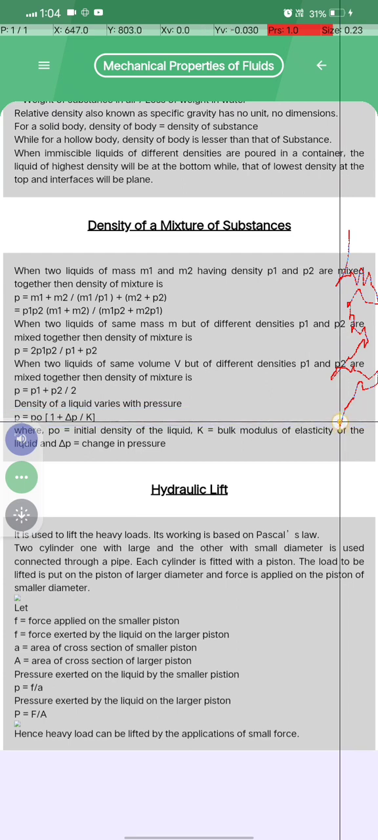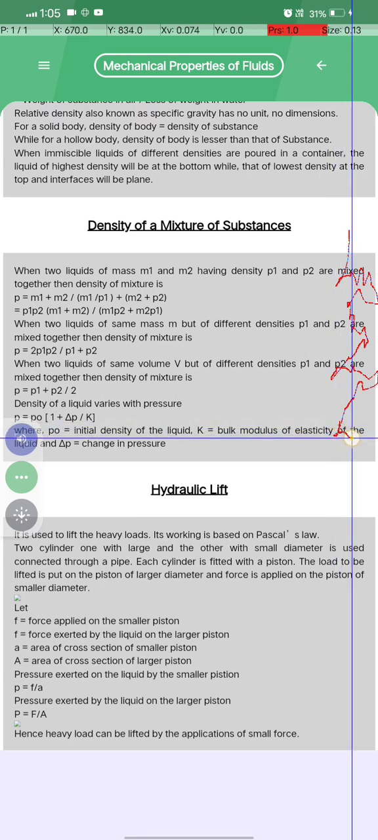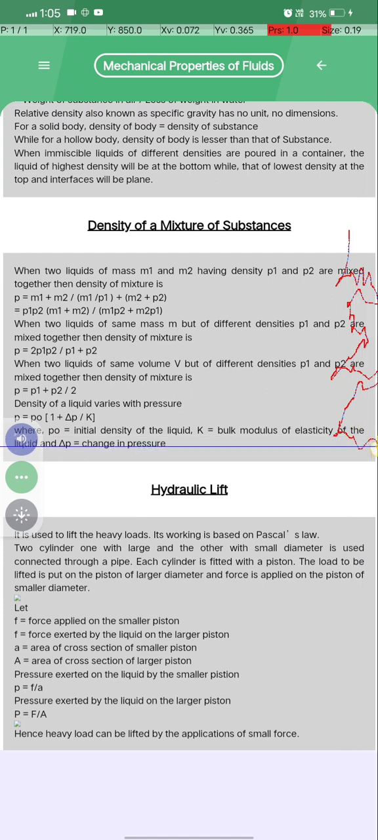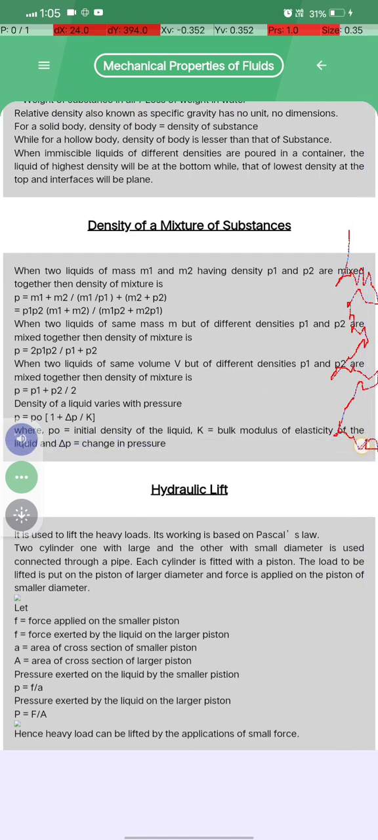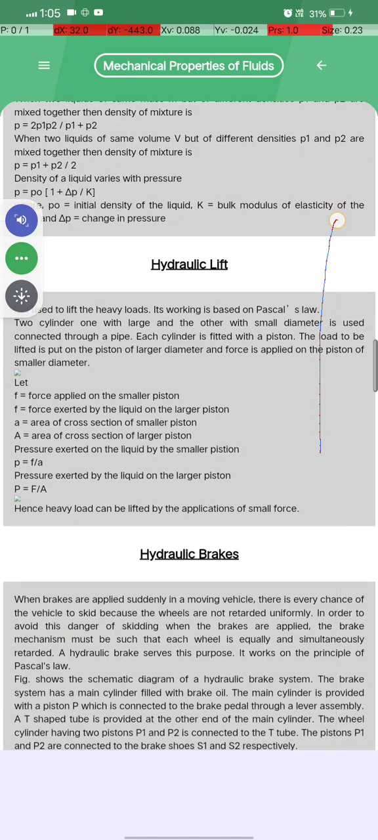Density of a liquid varies with the pressure, and p is equal to p naught into (1 + delta P by K), where p naught is the initial density of the liquid, and K is the bulk modulus of elasticity of the liquid, and delta P is equal to change in pressure.